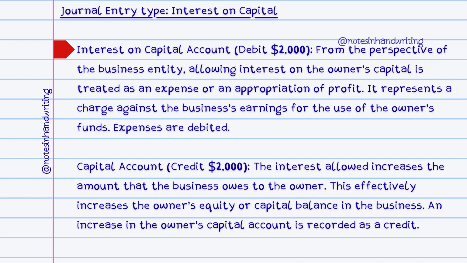Expenses are treated as debits. The interest allowed increases the amount that the business owes to the owner. This effectively increases the owner's equity or capital balance in the business. An increase in the owner's capital account is recorded as a credit.